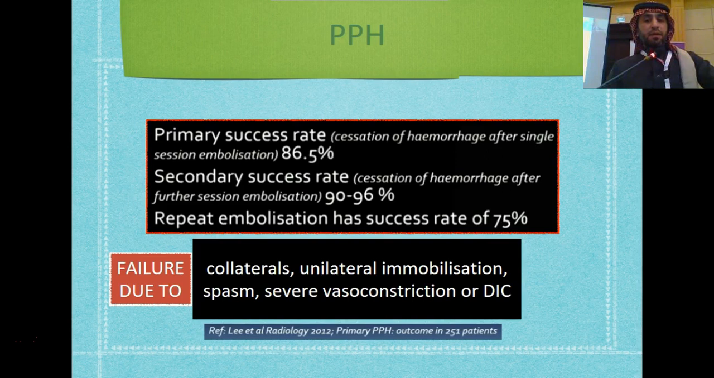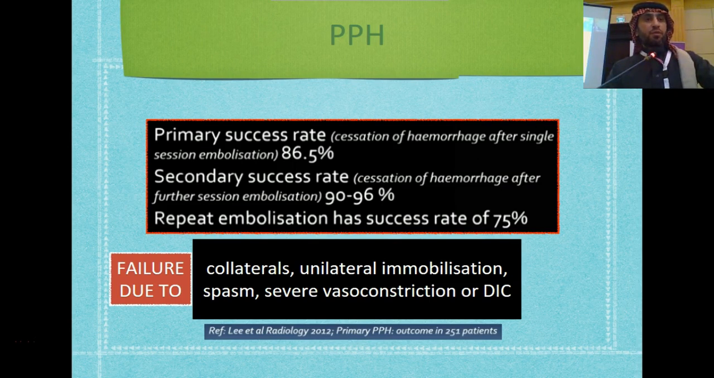In primary postpartum hemorrhage, the success rate in the medical literature, if you are doing it the first time, is very high, 86%. If you are repeating it, there is a role to repeat it. It will further increase the success rate to more than 90%. However, after the second trial, the success rate will probably decrease. Sometimes we fail, for instance, if we miss some collaterals.